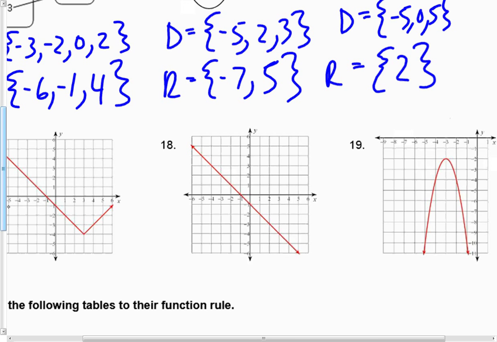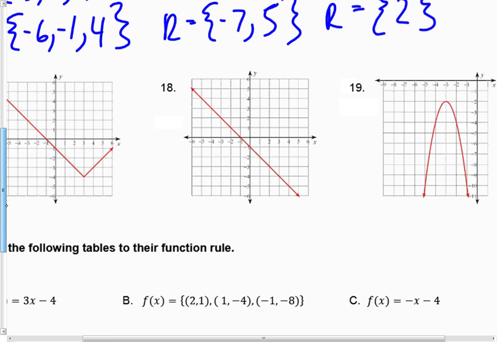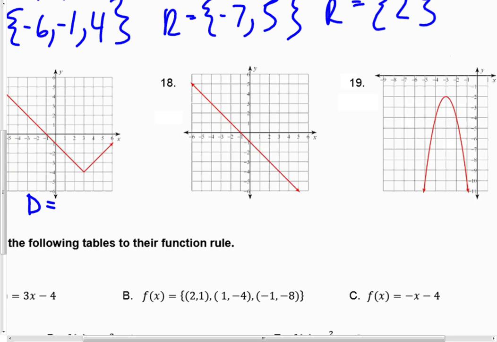We can do this a couple different ways. Are these lines continuous? Is there any gaps in there? No, there's no spaces. What that means is that all of the numbers might be considered. Next to domain on a graph, let's write left to right. So we want to be looking across.